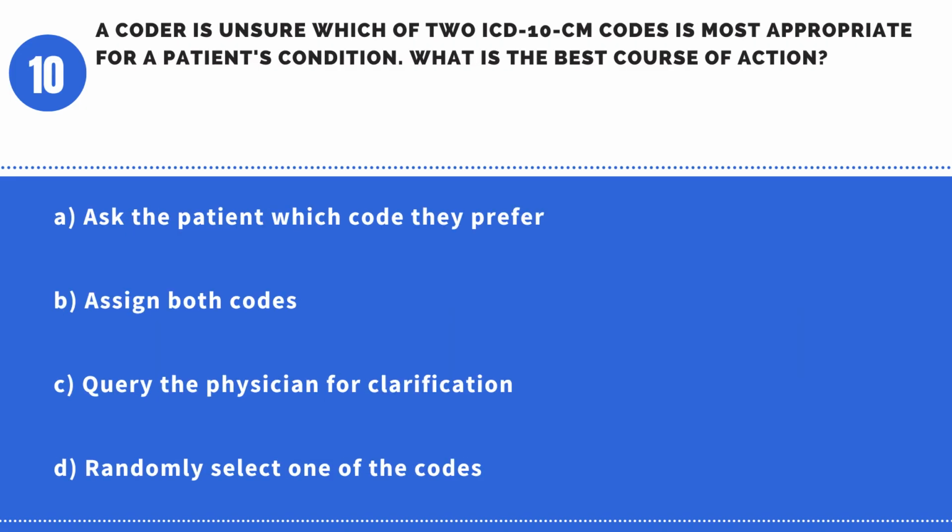Question 10. A coder is unsure which of two ICD-10-CM codes is most appropriate for a patient's condition. What is the best course of action? A. Ask the patient which code they prefer. B. Assign both codes. C. Query the physician for clarification. D. Randomly select one of the codes.